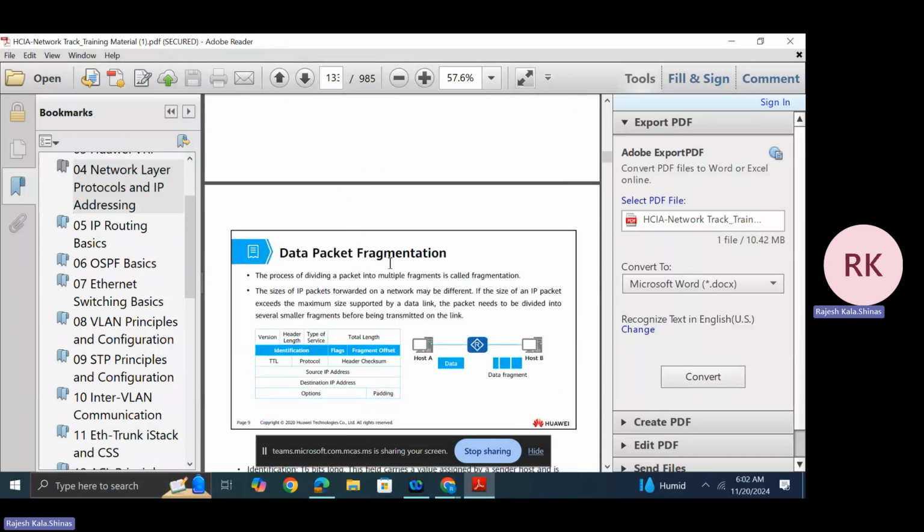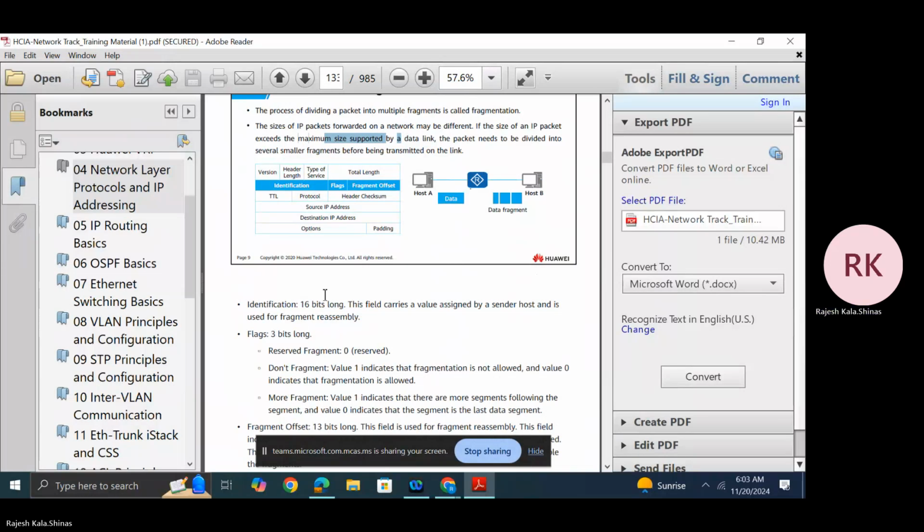Then packet fragmentation. As I told you, we want to divide the packet into smaller fragments. Here the data is a bigger one, for example a movie file. Host A wants to send big data to host B. The routers will divide this into small pieces and send them as small fragments. Why? Because the size of the packet is more than the maximum size supported by the data link. The maximum transmission unit is less than the packet size. So we divide the packet into small fragments or pieces before transmitting to the link.